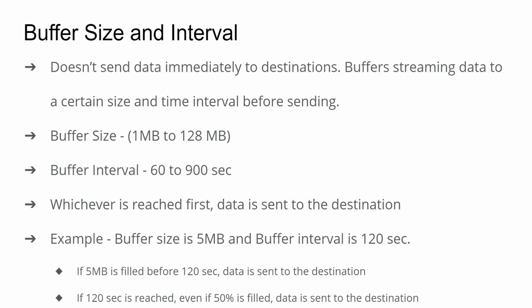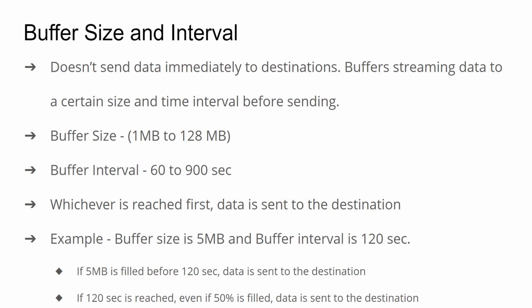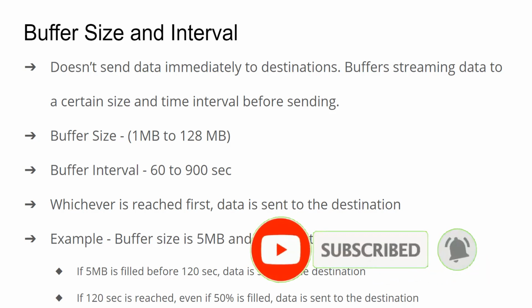For example, let's say that while creating our delivery stream, we chose buffer size as 5 MB and interval as 120 seconds. Then if the 5 MB buffer is filled, even if the time is not reached, data is sent to the destination. And if the time limit is reached, for example, 120 seconds, and our buffer of 5 MB is not filled yet, then also data is sent for delivery. So you should carefully choose the size of buffer and interval as it can impact the performance of your delivery stream. This concept is very important.